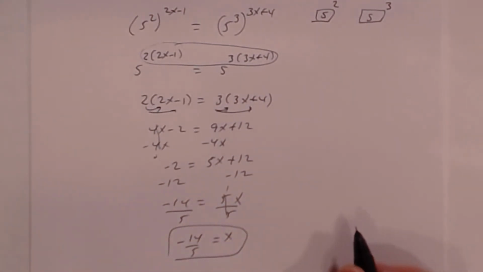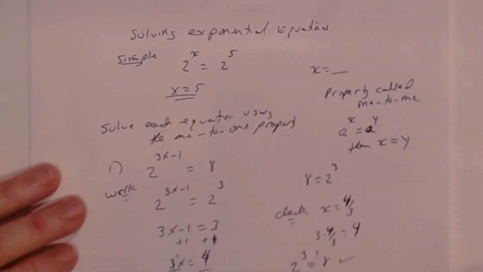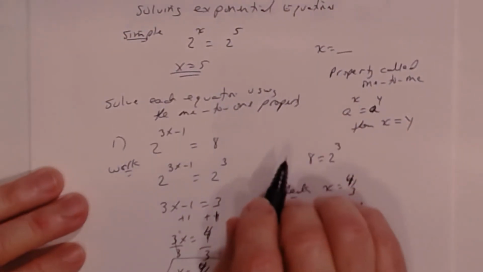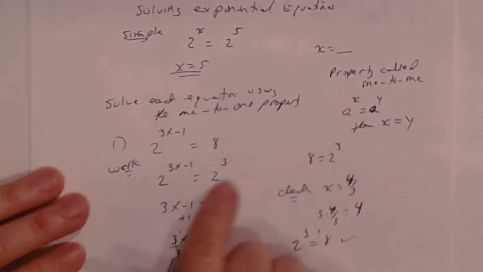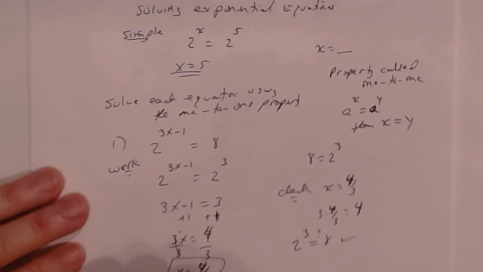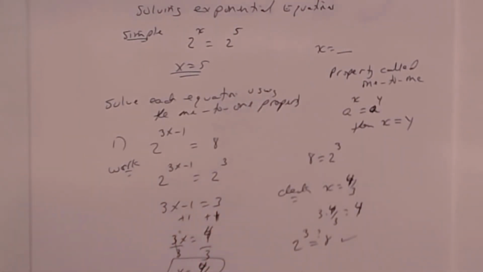All right, and so that was it. That is how you're going to solve an exponential equation using the one-to-one property. The one-to-one property is where you have to get the bases to be the same. On your final, there's one problem like that. So it's an easy one to get, right? All right. So let me go ahead and end this.